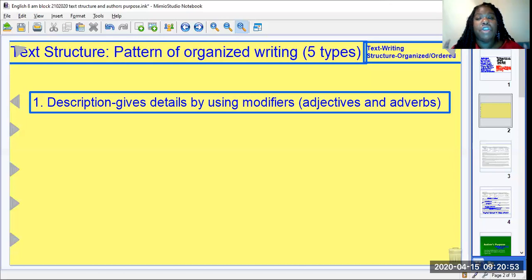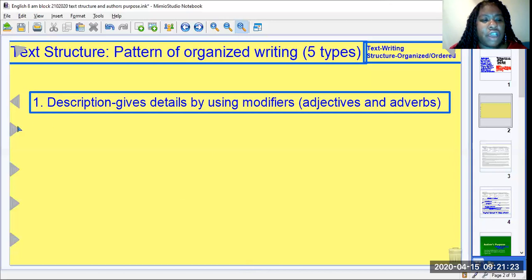Okay, so whenever you're reading a story or whenever you're reading anything, whether it's a song lyric, a poem, or anything off of social media, if they give a lot of descriptions and they describe something, then that's the type of text structure they're using. They are using description, meaning they're describing something by using a lot of vivid details. Okay, so that's one text structure.